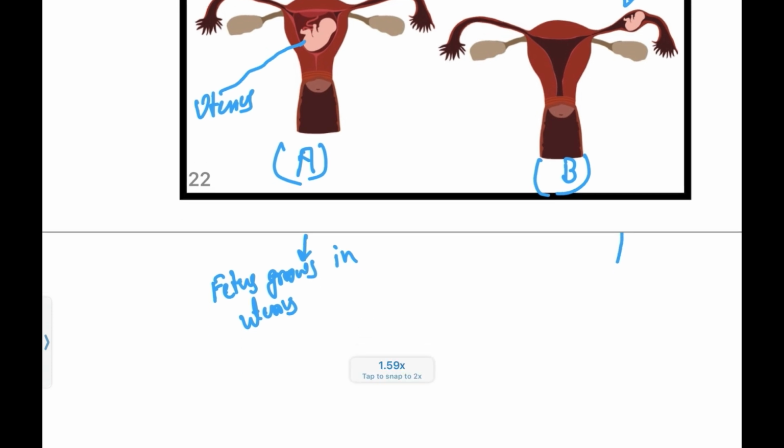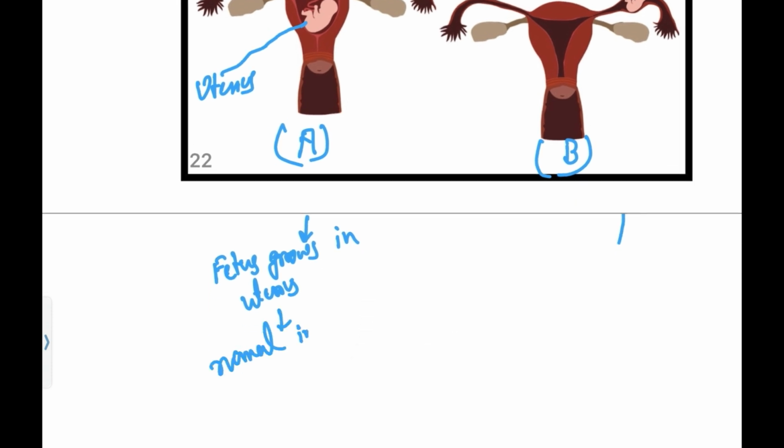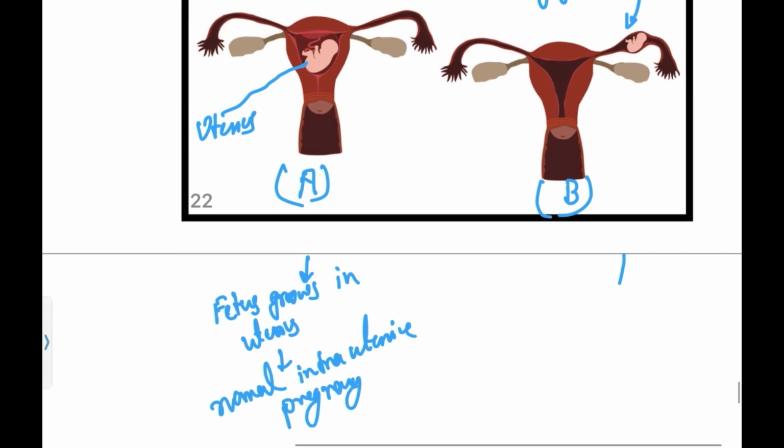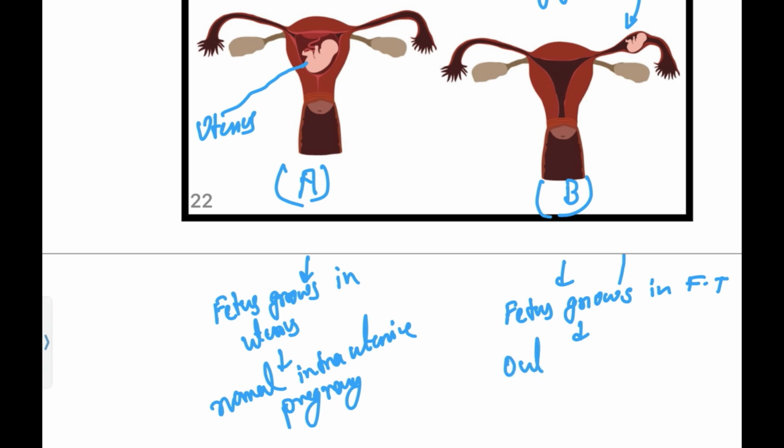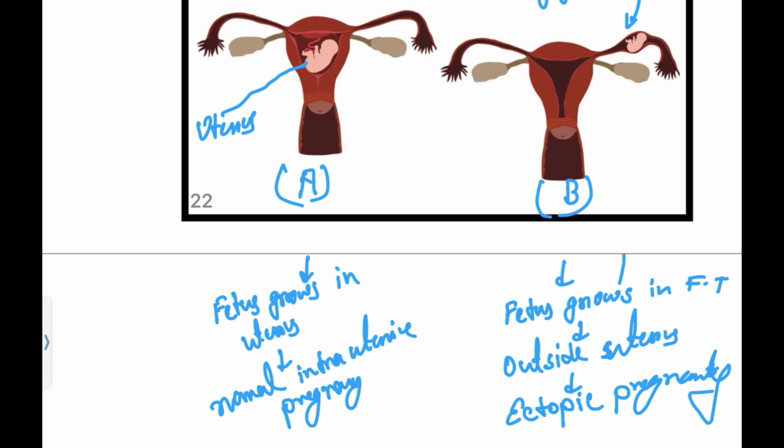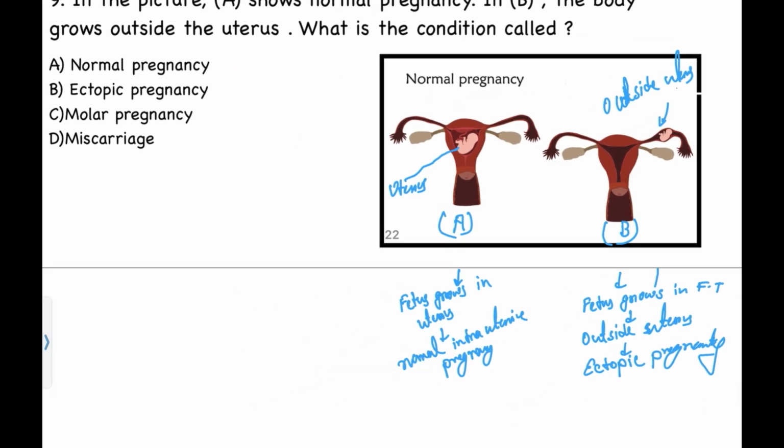That means what is this condition? This condition is normal intrauterine pregnancy as fetus is growing inside uterus. Now, here in option B, picture B, fetus grows in fallopian tube, that means outside uterus. If fetus grows outside uterus, that is the condition called ectopic pregnancy. So that's our answer, ectopic pregnancy. That's why this question's answer will be option B, ectopic pregnancy.